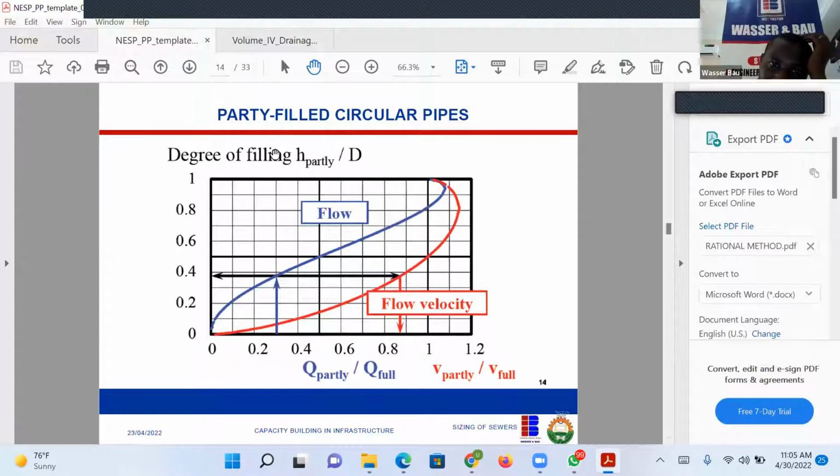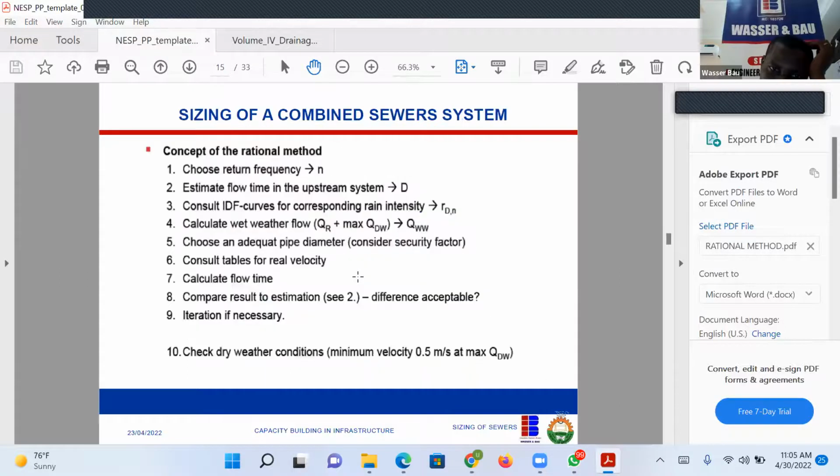Then later I will explain this. Degree of filling. Partly full, full. This is like a safety factor. When you do your design, the code and standard says that your pipe should be 70 to 90% full all the time. We discussed it in water reticulation. So that's what this slide is talking about. From there, you compare your results, then you do iteration if possible.